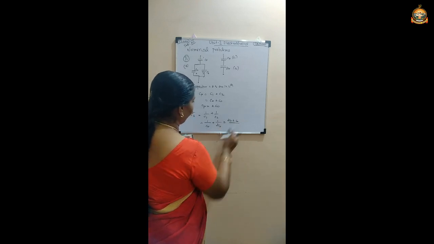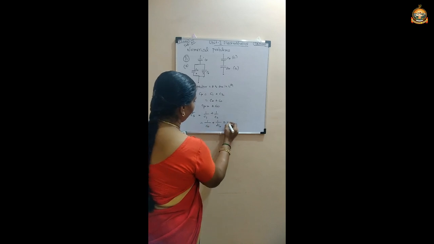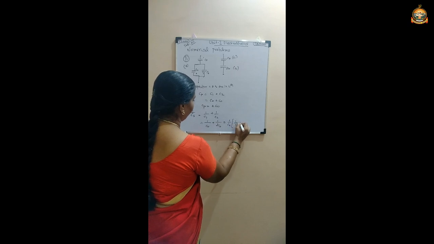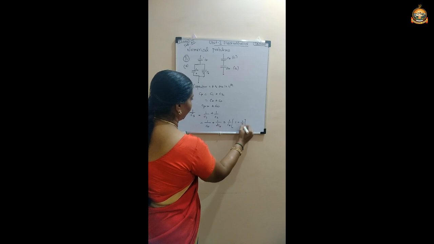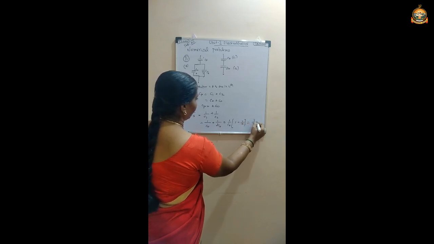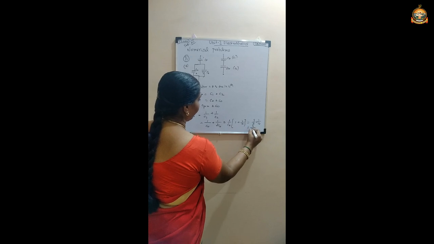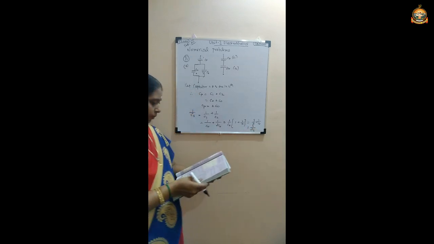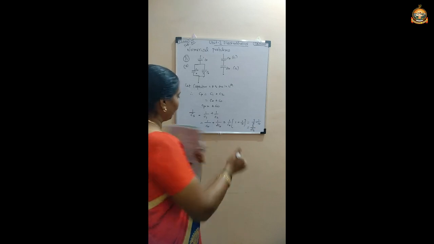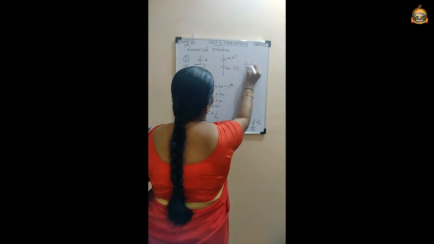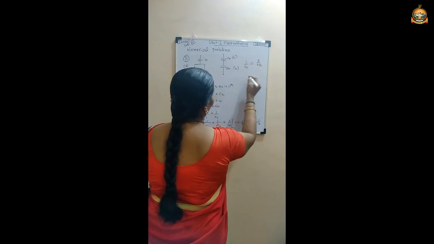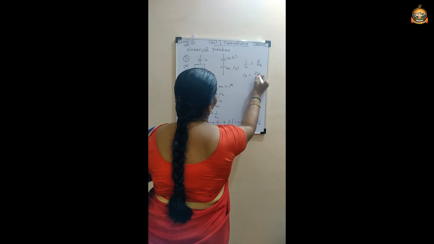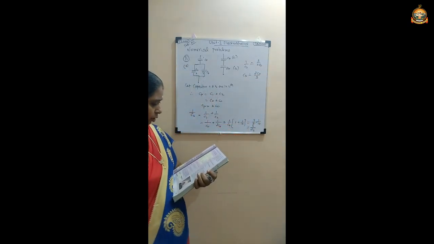1 by C0 is common, we have to take it out. Therefore, 1 plus 1 by 2, that is equal to 3 by 2 into 1 by C0. So 1 by CS is equal to 3 by 2 C0. Therefore, CS equal to 2 C0 by 3. Is it the correct answer? 2 C0 by 3?